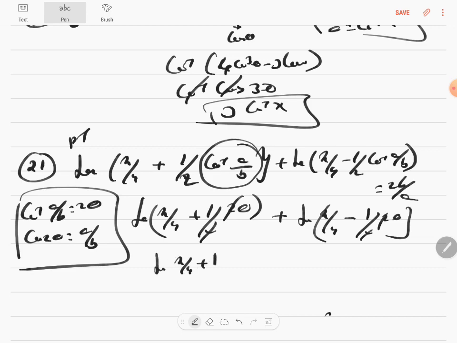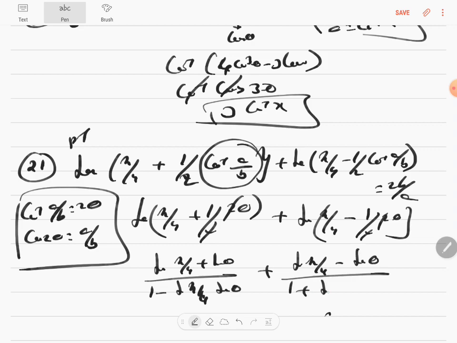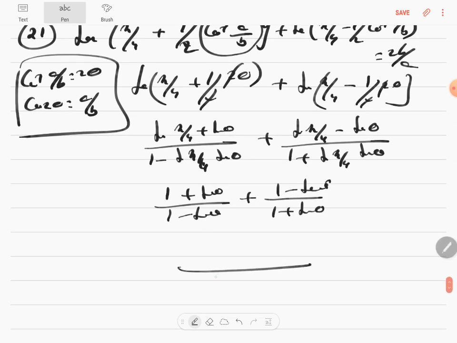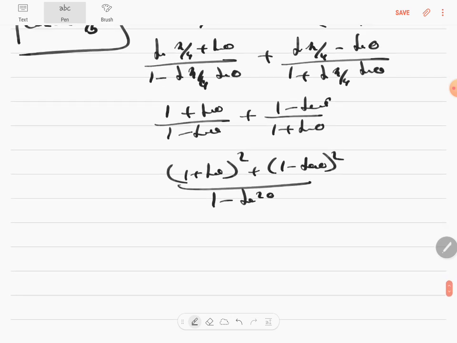So this is (tan A + tan B)/(1 − tan A tan B) plus (tan A − tan B)/(1 + tan A tan B). Tan π/4 is 1, so (1 + tan θ)/(1 − tan θ) + (1 − tan θ)/(1 + tan θ). Then you can take an LCM, which is (1 + tan θ)(1 − tan θ), that is 1 − tan²θ. The numerator becomes (1 + tan θ)² + (1 − tan θ)². When you expand this, you get 2 + 2tan²θ, which is 2(1 + tan²θ)/(1 − tan²θ).